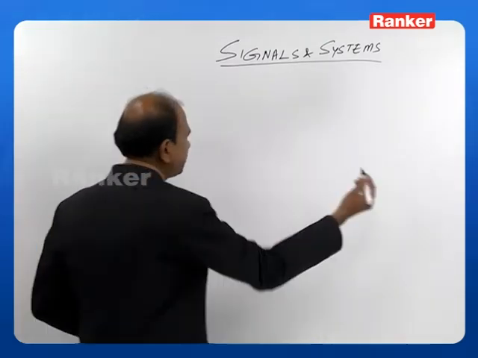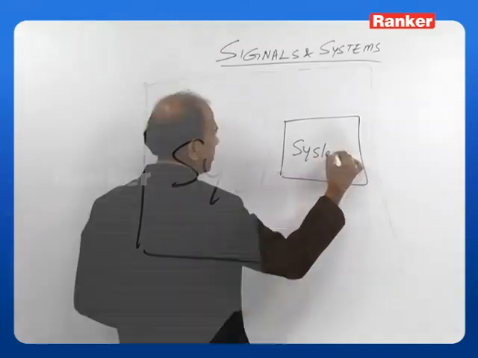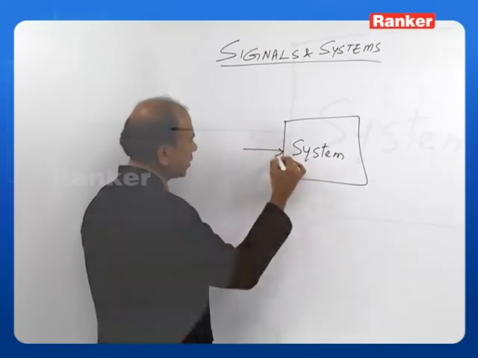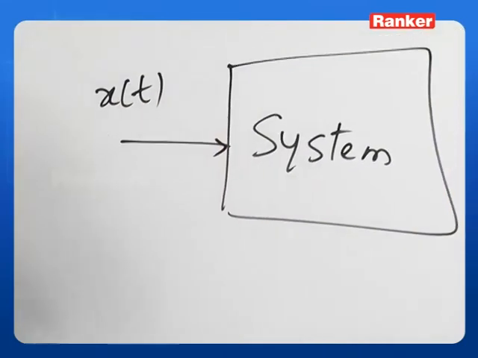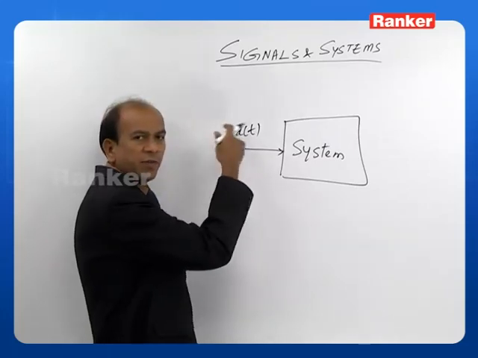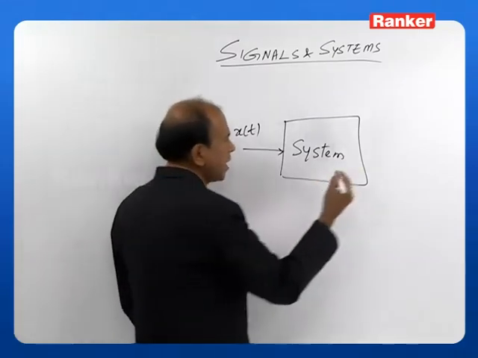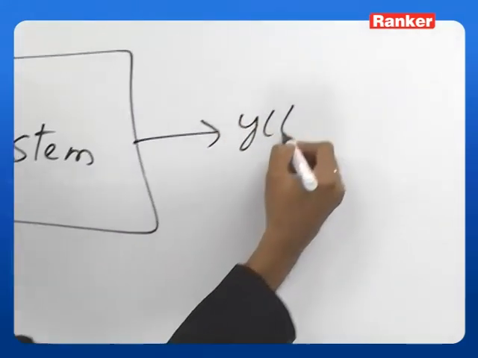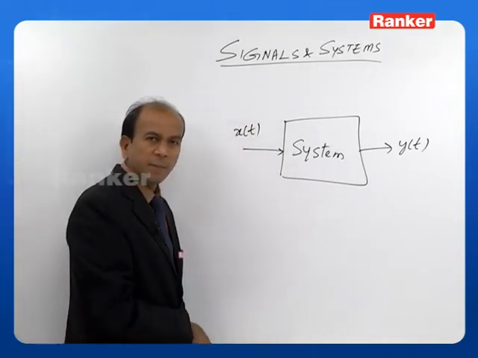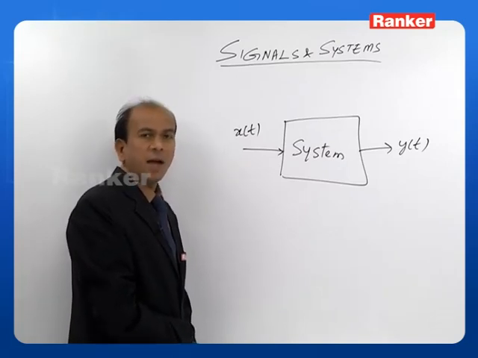Okay, let us take a system. This is my system. Let us denote x of t as my input. Instead of x of t, I can have z of t, y of t, whatever. So this is what I am assuming. X of t is my input, and let us say y of t is my output of the system. That's what we have shown in the slide also. We are denoting x of t as the input and y of t as the output.